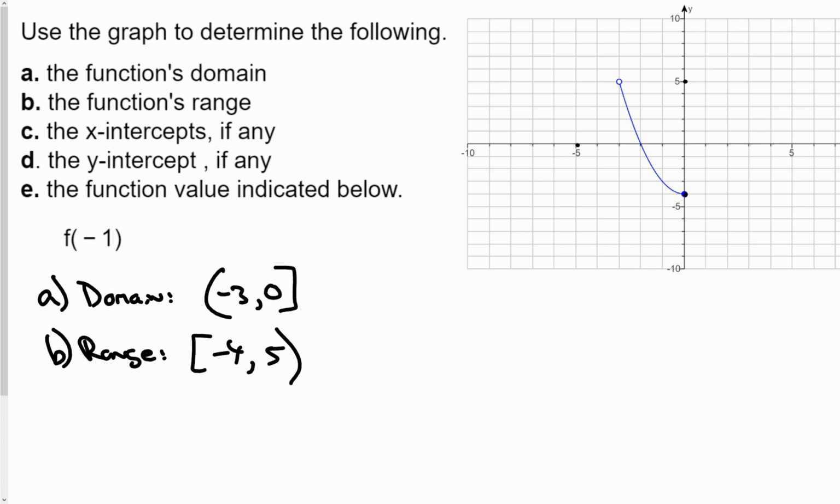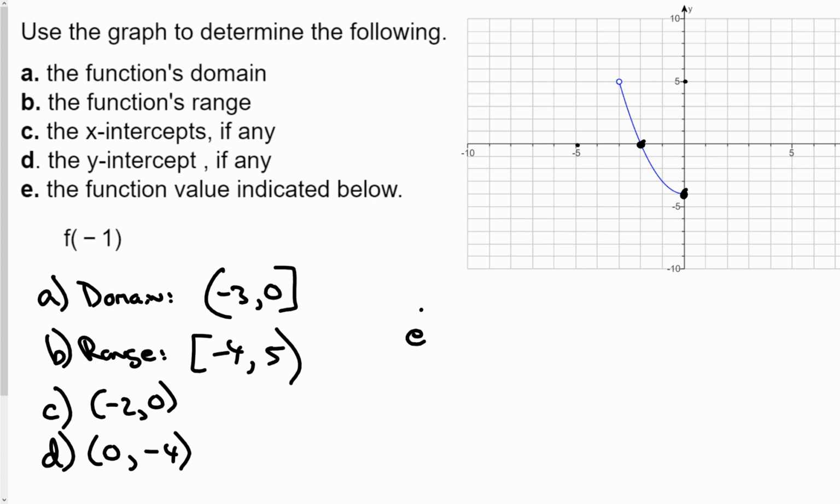Okay. So next, C and D. X-intercept. That's an x-intercept. That's where the graph crosses the x-axis. What are the coordinates of those points? It is negative 2, comma, 0. X-intercepts are always going to have a y-coordinate of 0. That's what makes them an x-intercept. This is the place where the graph crosses the y-axis, which is 0, comma, negative 4.